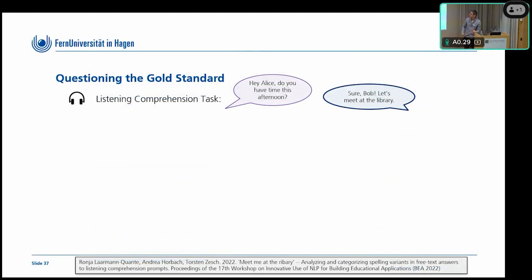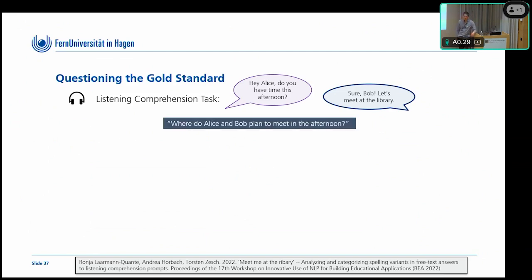There was one task that we tried to score. It's a listening comprehension task. So the task goes like this. There is a dialogue that you listen to. Hey, Alice, do you have time this afternoon? Sure, Bob, let's meet at the library. And then afterwards there's a reading comprehension question that asks, where do Alice and Bob plan to meet in the afternoon? And then students have to write the answer.